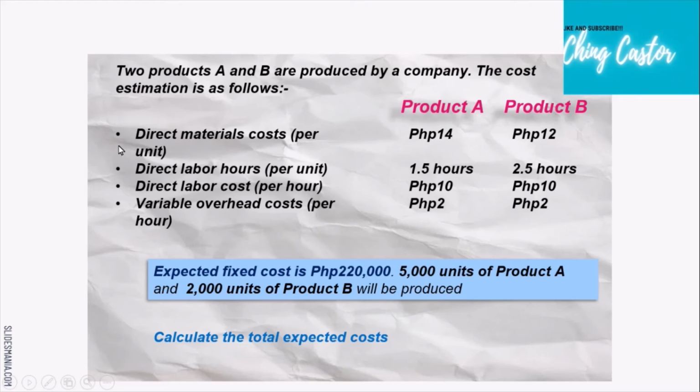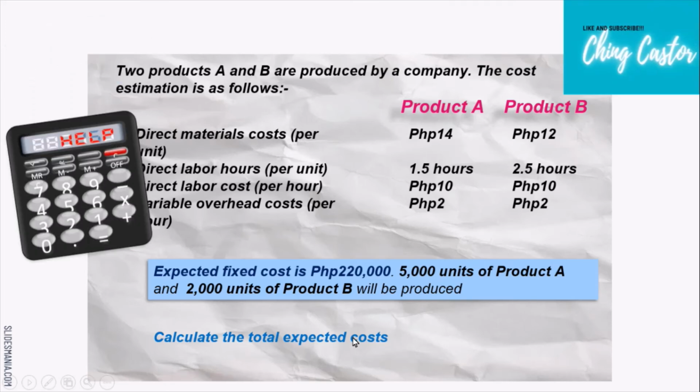For product B, we have 12 pesos for the direct material per unit. For the direct labor, we have 2.5 hours per unit. And then for the direct labor, we have 10 pesos per hour. And then for the variable overhead, we have 2 pesos per hour. Our expected fixed cost is 220,000 pesos. Then we have 5,000 units of product A and 2,000 units of product B will be produced. What we need is to calculate the total expected cost.